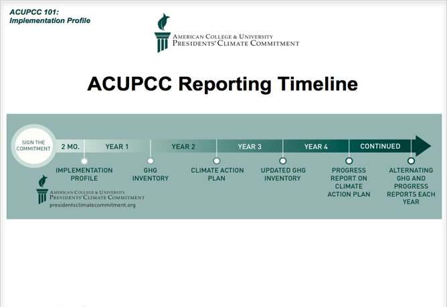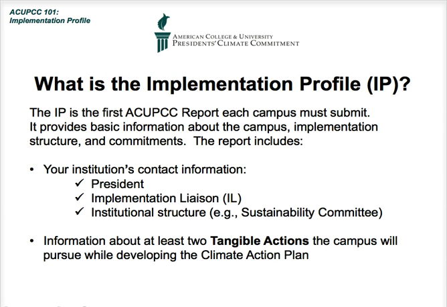This is the full ACUPCC timeline for reporting. After the campus president or chancellor has signed the commitment, the institution has 2 months to complete the first report, the implementation profile. What is the implementation profile? This profile provides basic information about contacts at your institution, immediate goals your institution will take on the path to sustainability, and the structure for implementation.